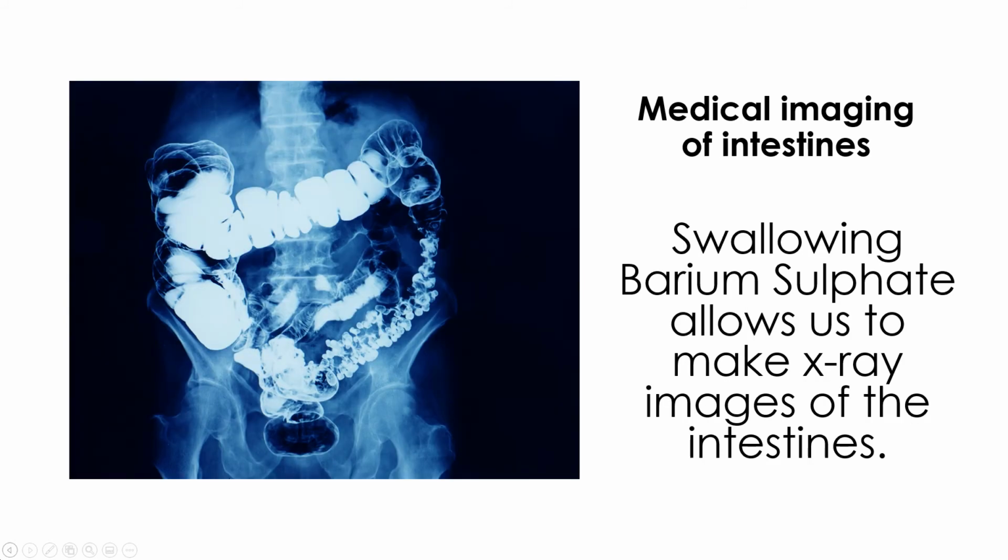The medical imaging of intestines involves either drinking or using an enema in order to insert barium sulfate into the lower intestine, the large intestine. This makes it opaque to X-rays, and so we can see an image of the large intestine thanks to the barium sulfate that's inside.